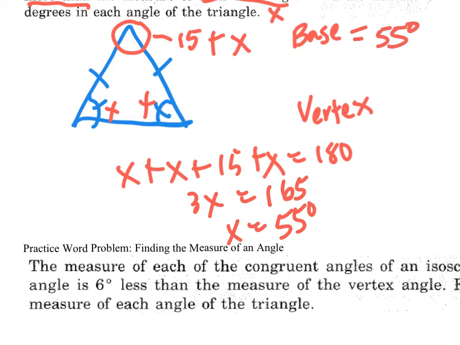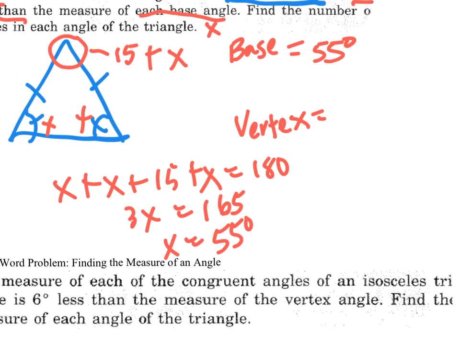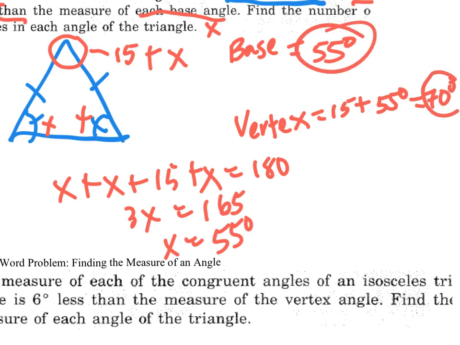So my base angle, which is represented by the value x, is going to be 55 degrees. And for my vertex angle, I had this entire expression, 15 plus x, that represented it, so I know it's going to be 15 plus 55 degrees. I'm going to substitute that in for x. So 15 plus 55 gives me 70, and that's going to be my vertex angle. Okay?